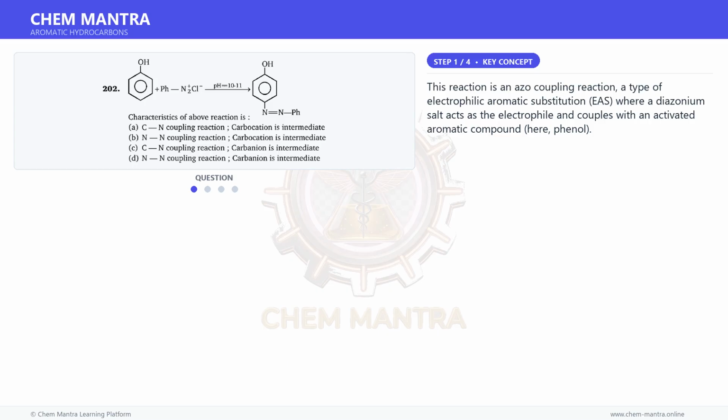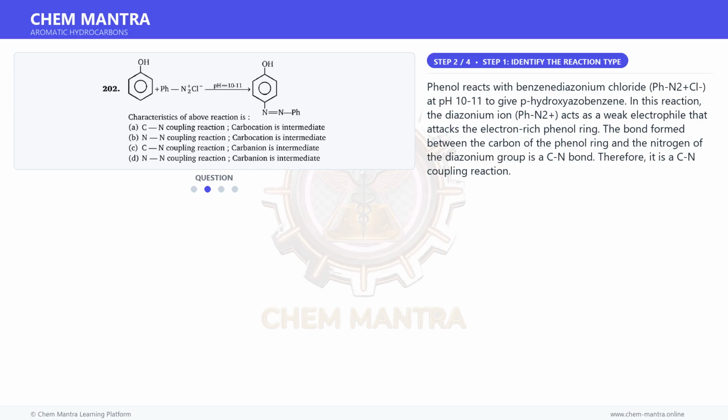This reaction is an azo-coupling reaction, a type of electrophilic aromatic substitution, EAS, where a diazonium salt acts as the electrophile and couples with an activated aromatic compound, here phenol.